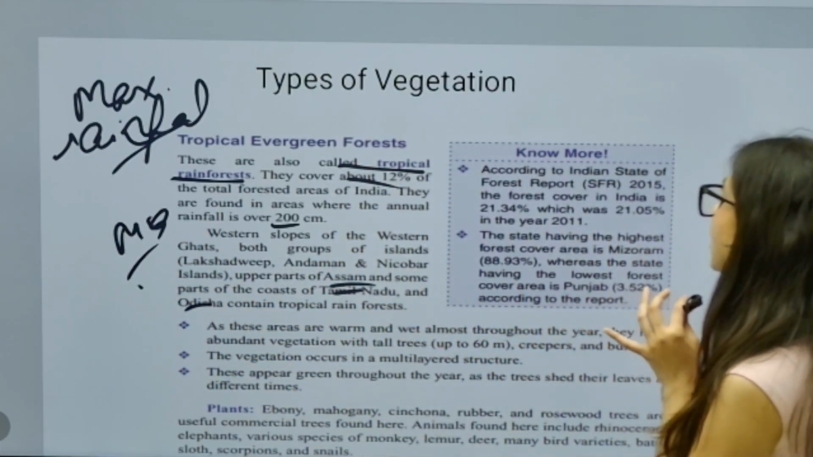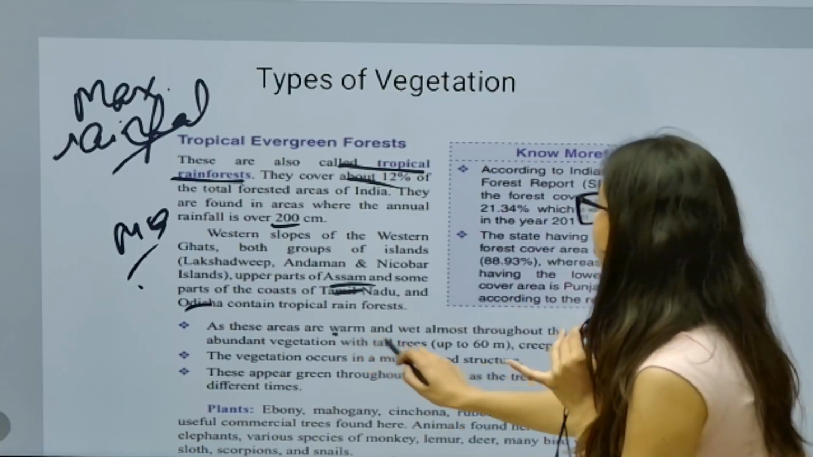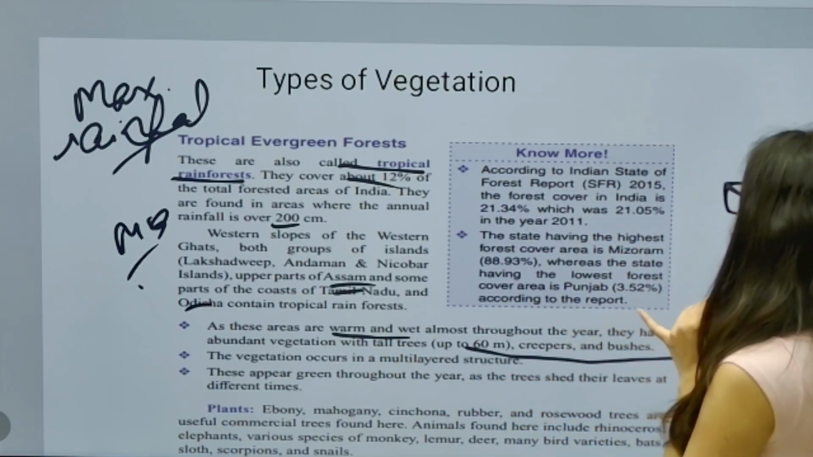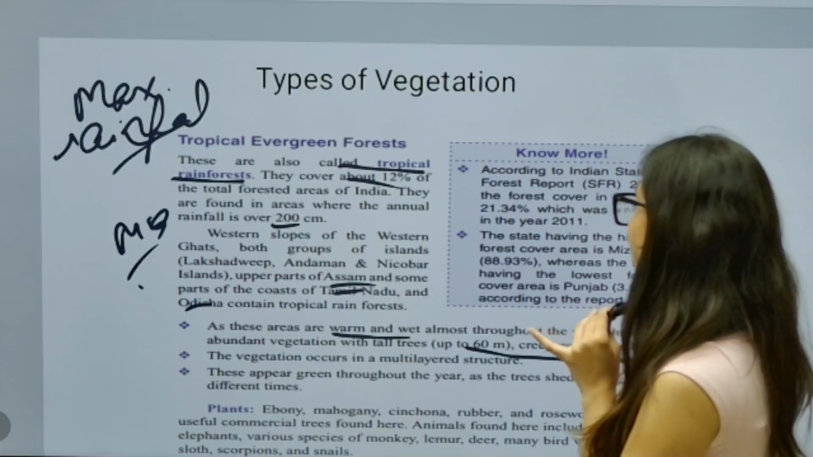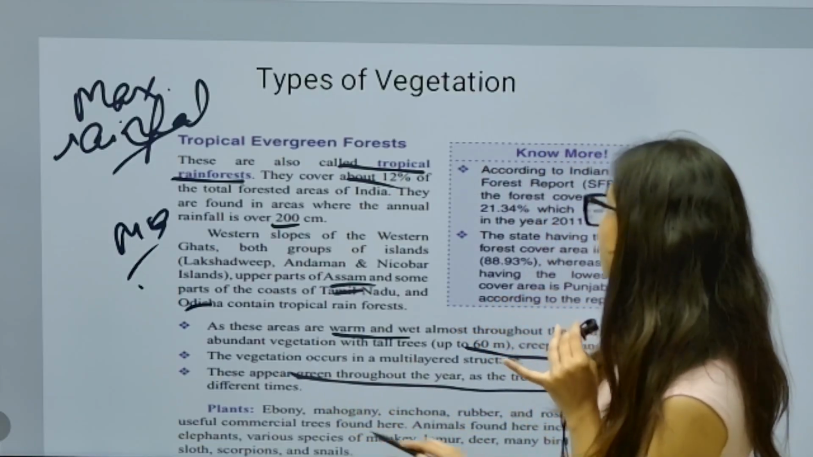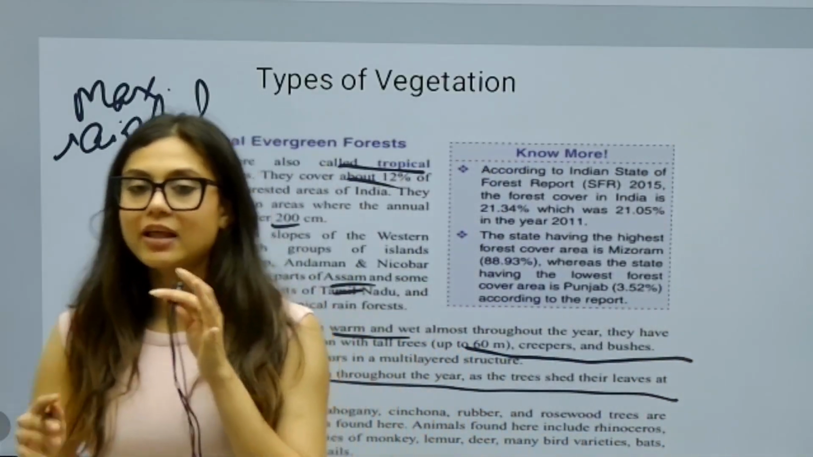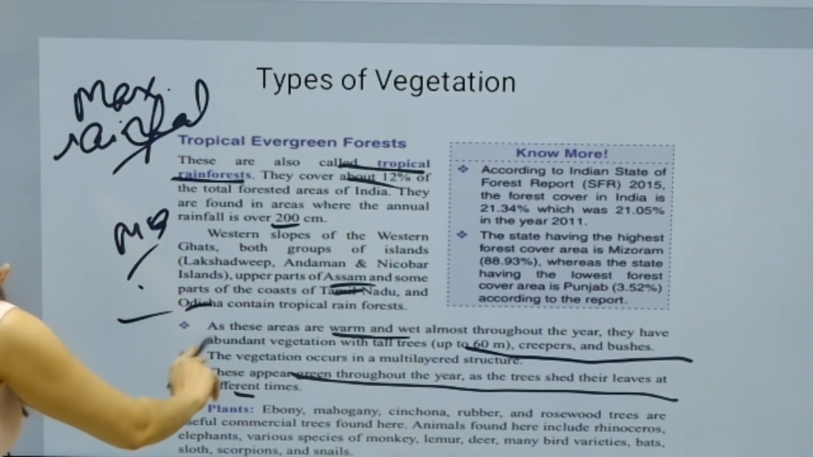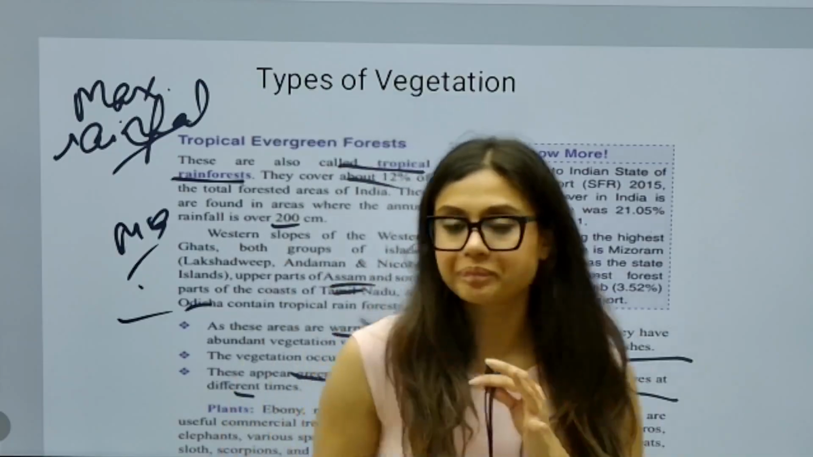Then all these areas are warm and wet, hot and humid. They have abundant vegetation, tall trees, creepers and bushes. These are multi-layered and they appear green throughout the year. So if we see it from the satellite, they appear extremely green in color because of maximum rainfall, and these are very wet.